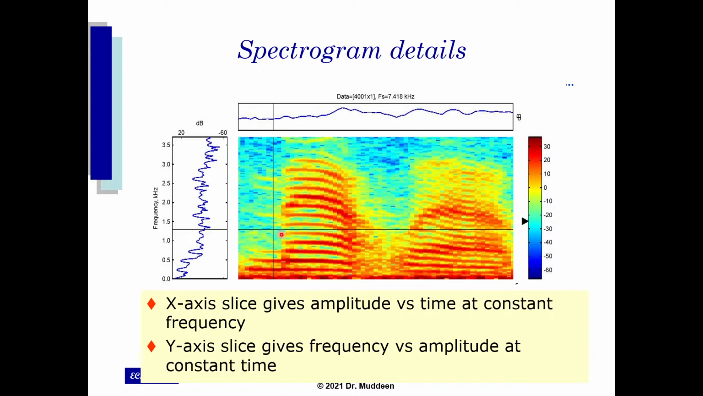So if we watch the x-axis itself and the color axis here, the x-axis and the color axis will give us the amplitude versus time. Similarly, if we watch the y-axis and the color axis, we get the frequency versus amplitude as such. And if we just watch the x-axis and the y-axis, we get frequency versus time and so forth.